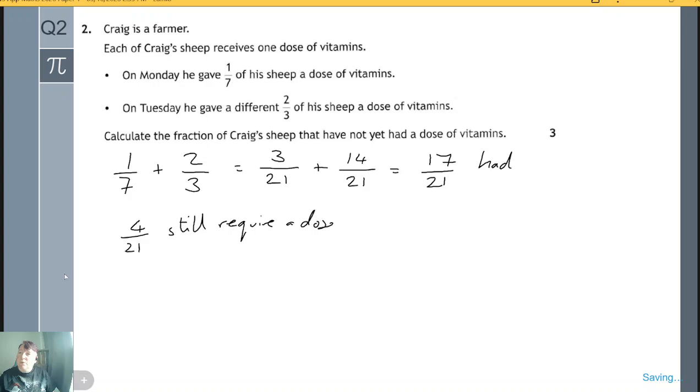A dose of vitamins. There we go. That was quite simple.